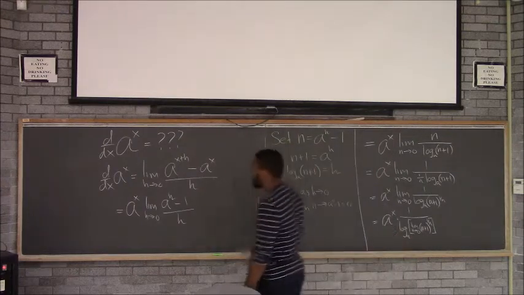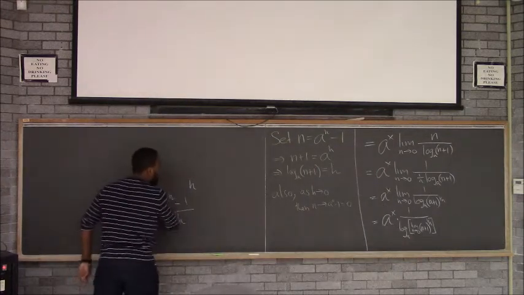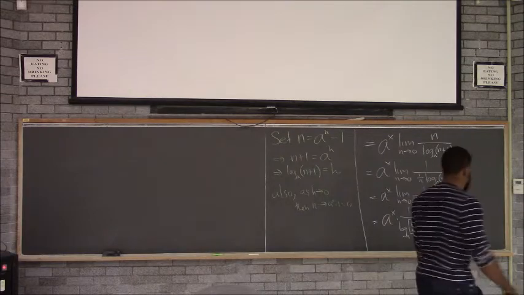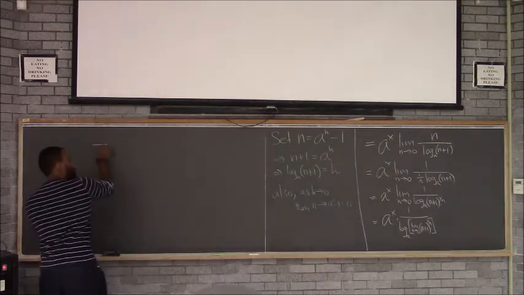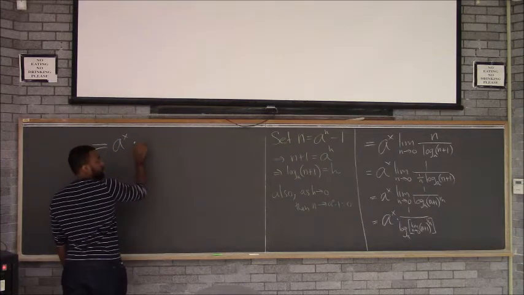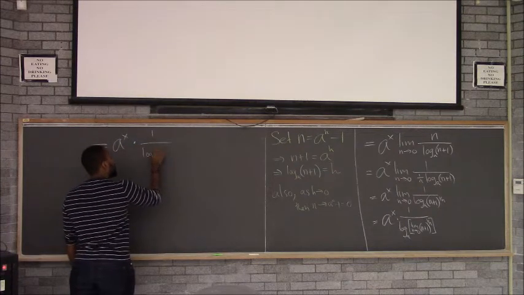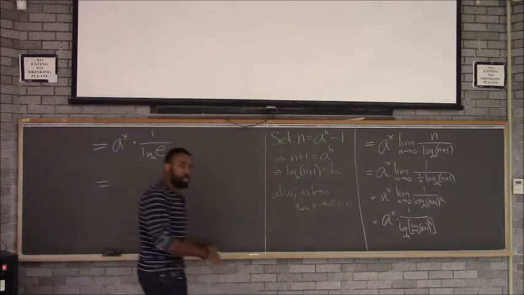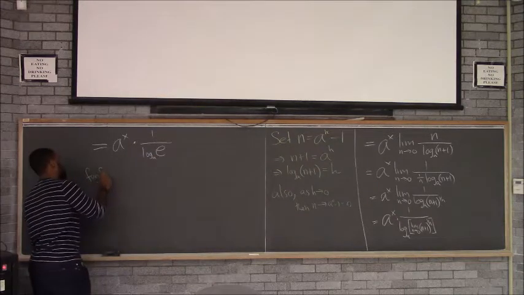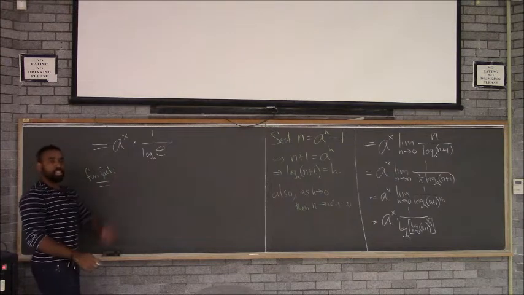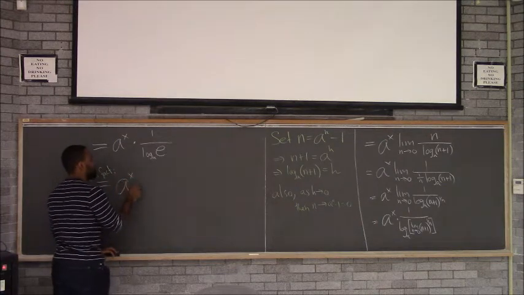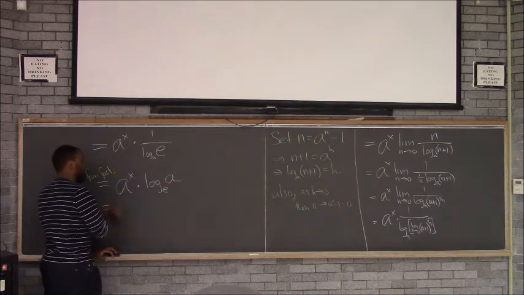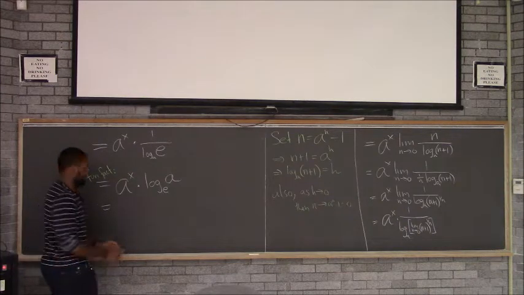What's that guy? Yeah, that's e. That's the definition of e. Funny how that pops up. So what we have here is a to the x times 1 over log to the base a of e. Now, if I apply the fun fact that I mentioned before, how could I rewrite this? Right, you switch the base, log to the base e of a. And what is log to the base e? What do we call that? Natural log. That's the natural log.